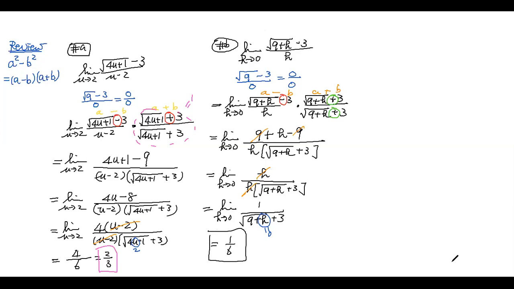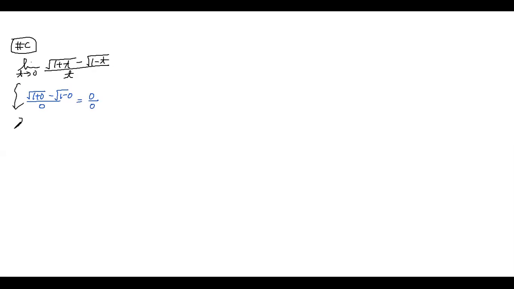Okay, now let's do the next one, problem C. So this is the problem: the limit as t approaches 0 of the square root of 1 plus t, minus the square root of 1 minus t, all over t. As always, plug in the numbers and see what you have. T approaches 0, so this is 0. Then here, this is 1 plus 0 minus 1 minus 0. So it's 1 minus 1, so it's 0/0. So you know this is indeterminate. Then you need to find some way to figure out the limit.